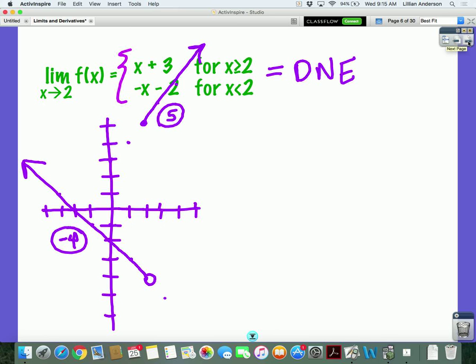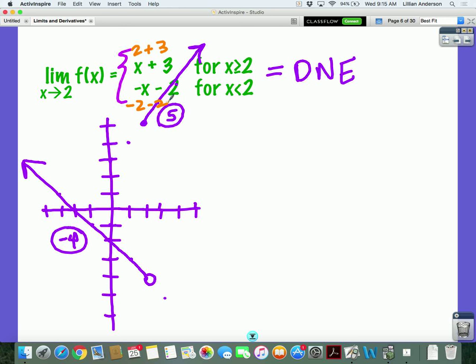But if you look at this one, the piecewise function, if I plug in 2 into the top, what do I get? 5. When I plug in 2 into the bottom, what do I get? And clearly, if those numbers aren't the same, then the limit cannot exist.